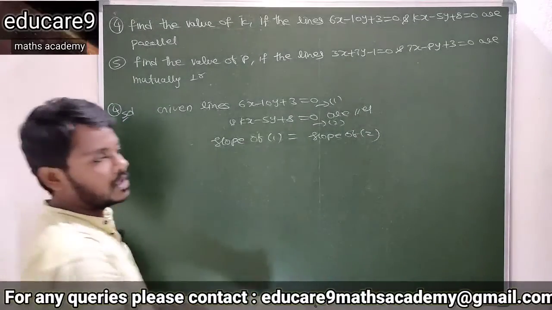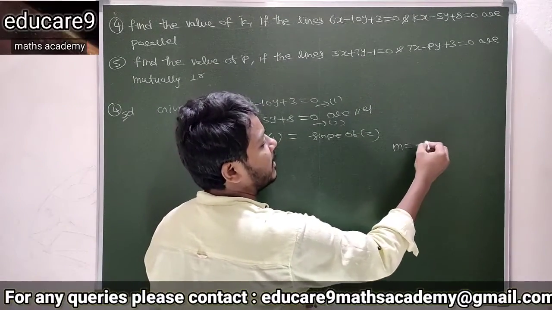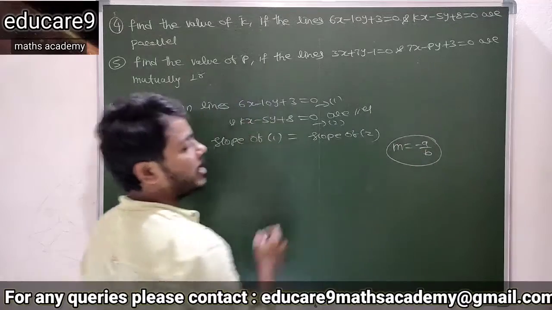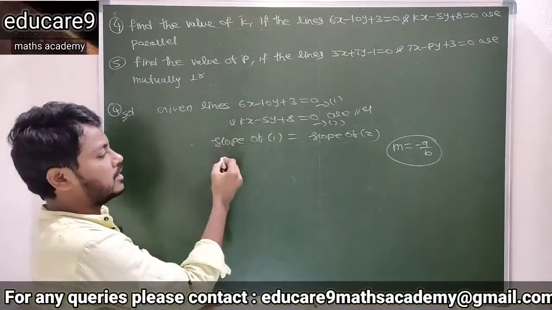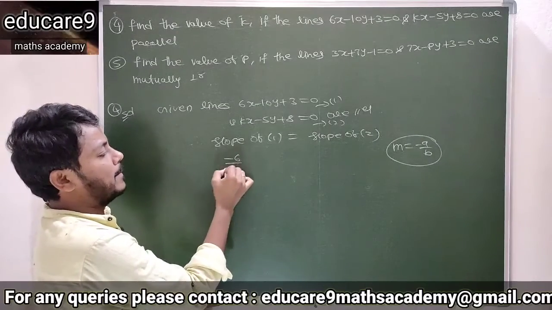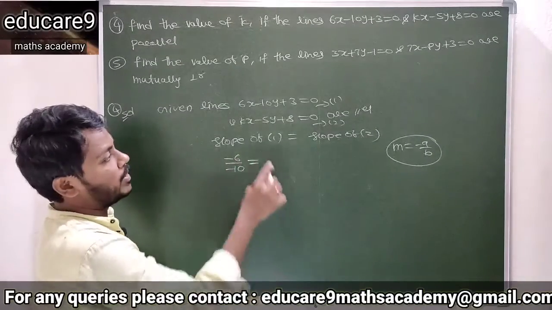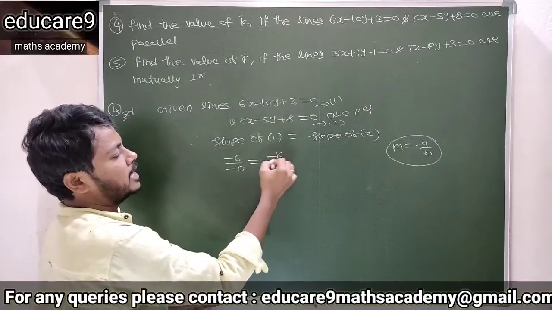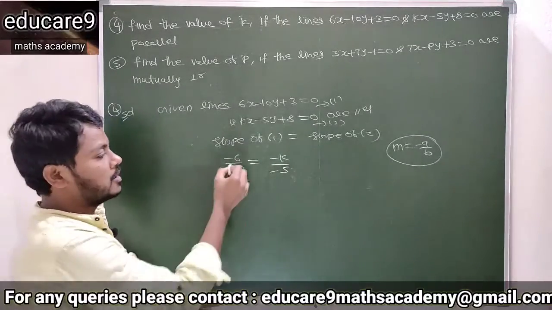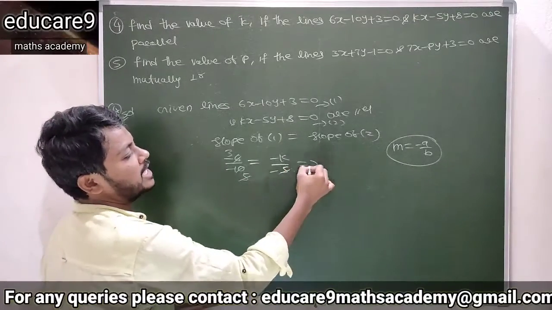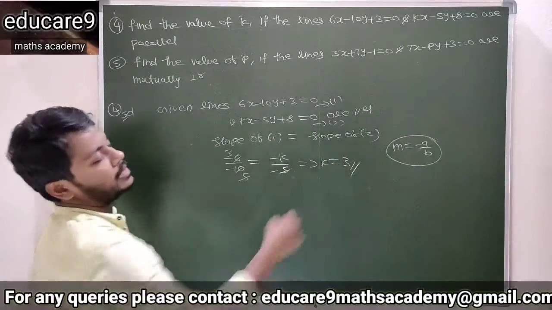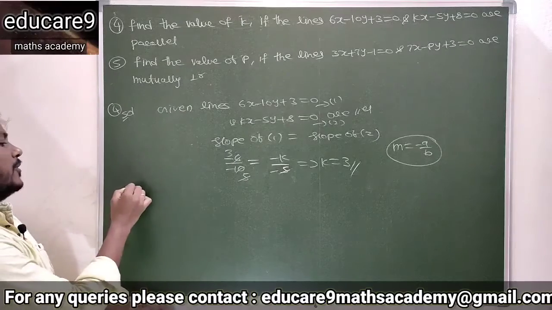So what is the slope formula? The slope of the line is -a/b. So we have to use that formula. Clearly a is 6 and b is -10, so -6/-10. This is equal to the slope of equation 2, so -k/-5. So 2 threes are 6, 2 fives are 10, so the 5s get cancelled. So what is the k value? 3. Okay. And see the fifth question.